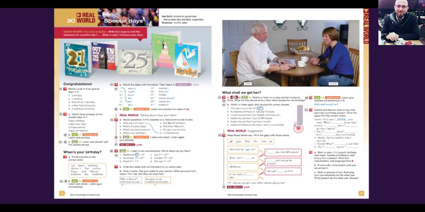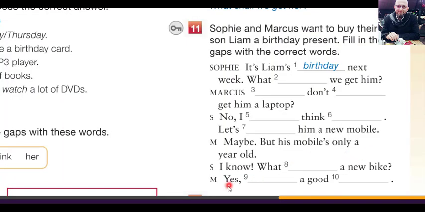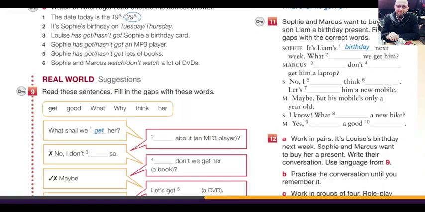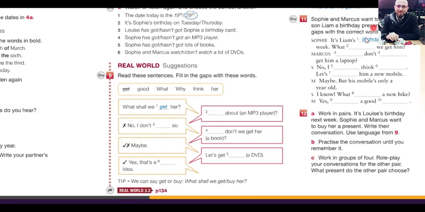Okay, the last exercise we have here. Sophie and Marcus want to buy their son Liam a birthday present. Fill in the gaps with the correct words. So here, read the conversation. Then you can look here again. Okay, and it will help you to fill in the gaps here.